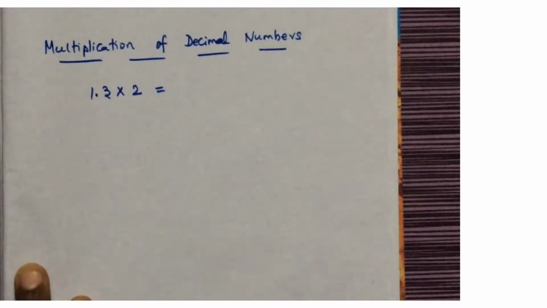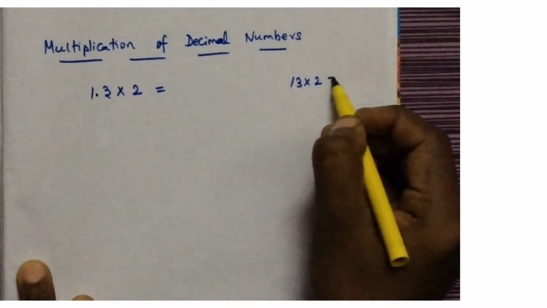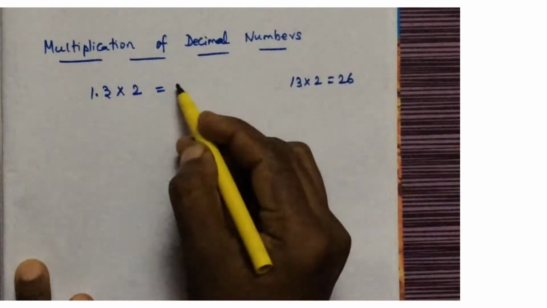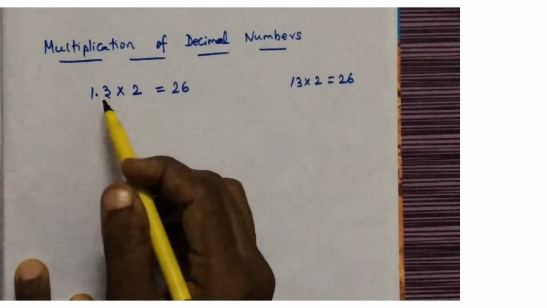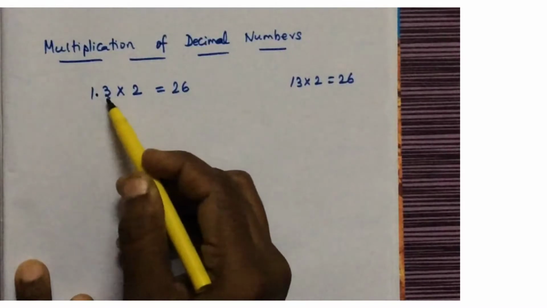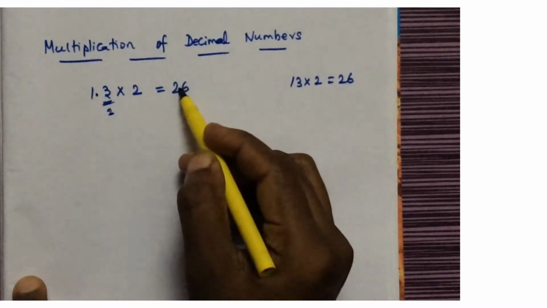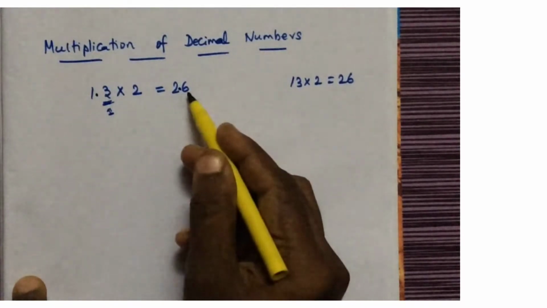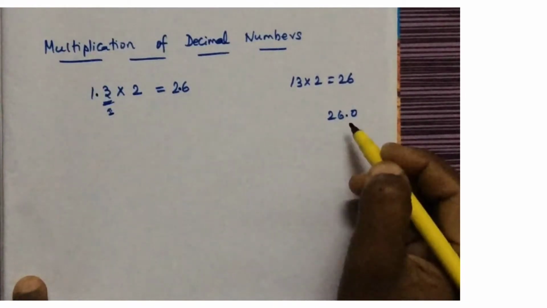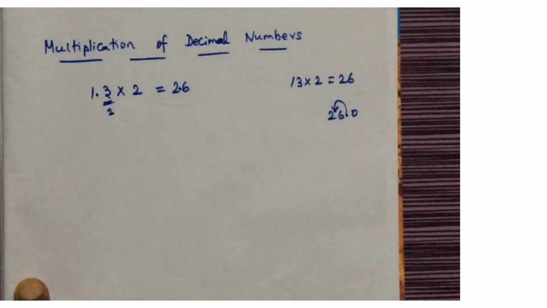First we have to remove the decimal point and just do normal multiplication. What is 13 multiplied by 2? That is 26. Now we have to see there is only one digit to the right of the decimal point. There is only one digit here, so you have to keep it here. Just one digit from here to here. So 26 is equal to 26.0. Just shift the point from here to here, which is 2.6.